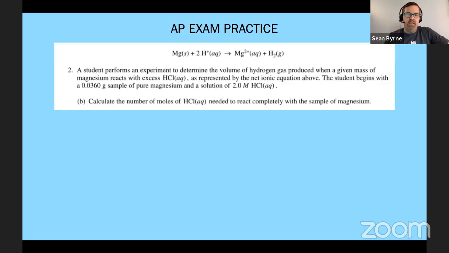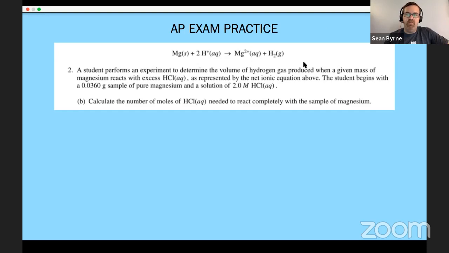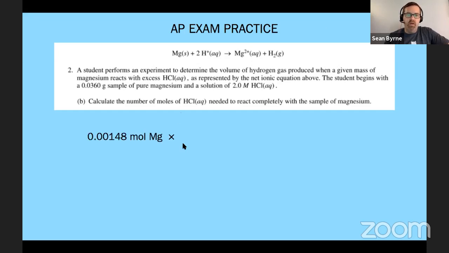The second part asks us to calculate the number of moles of hydrochloric acid that's needed to react completely with the sample of magnesium. So here we're going to start with those moles of magnesium that we had here. So this is essentially just a stoichiometry problem. If we know how many moles of magnesium we started out with, we're going to be able to tell how many moles of hydrochloric acid are needed to react completely with it.